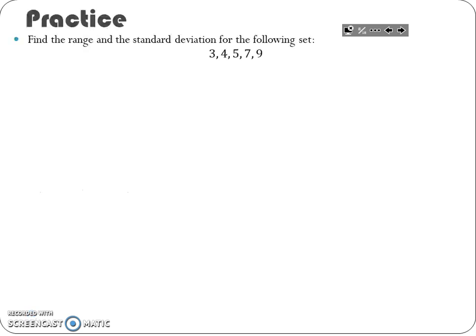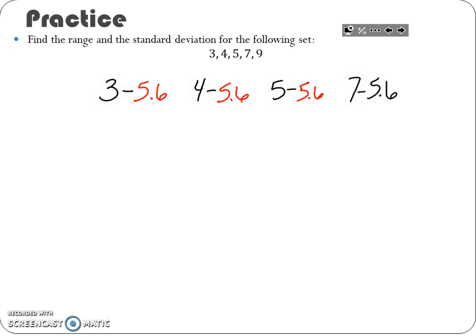Now that I know that my mean is 5.6, I'm ready to figure out my standard deviation. So standard deviation is on average, how far from the average are each of these numbers. So my first step is to figure out how far from the average they are. I'm going to take 3 minus my average, which is 5.6. 4 minus my average, 5.6. 5 minus my average, 5.6. 7 minus my average, 5.6. Oops, forgot to write the 5.6 in red. And I'm finally going to take 9 minus my average, which is 5.6.